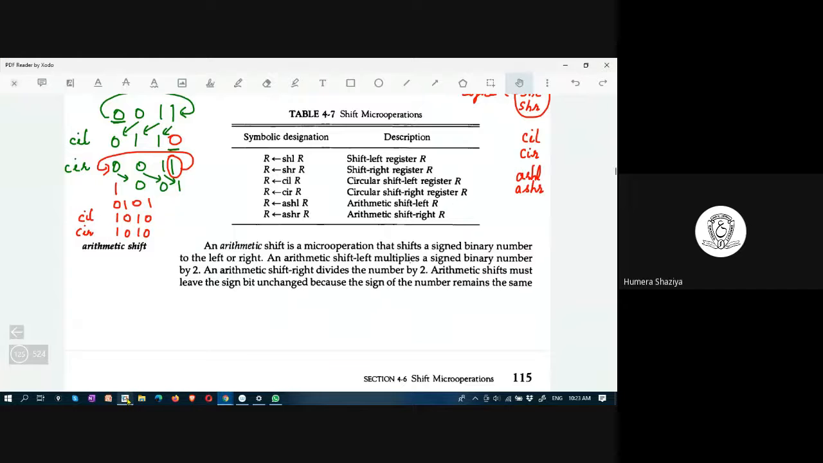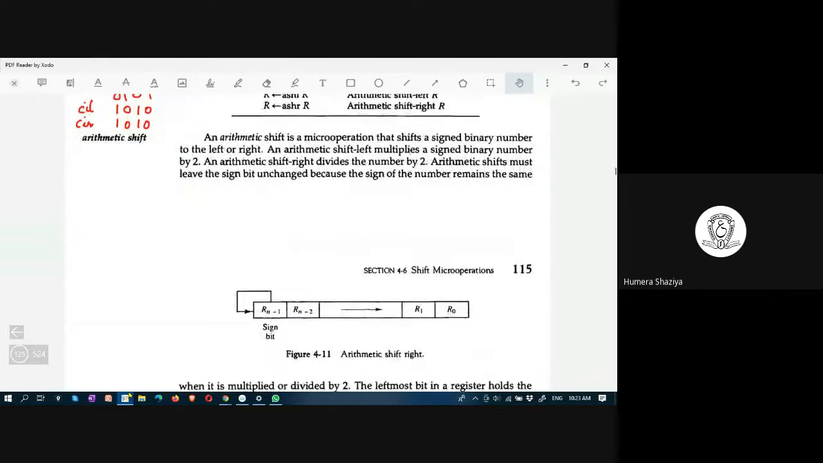Okay, students. Let us look at arithmetic shift. Arithmetic shift is a micro operation that shifts a signed binary number to the left or right. What do you mean by signed binary number? When you represent both positive and negative numbers, it is known as a signed number. An arithmetic shift left multiplies a signed binary number, and arithmetic shift right divides the number by 2. And arithmetic shift must leave the sign bit unchanged. Because of this, the sign of the number remains the same.